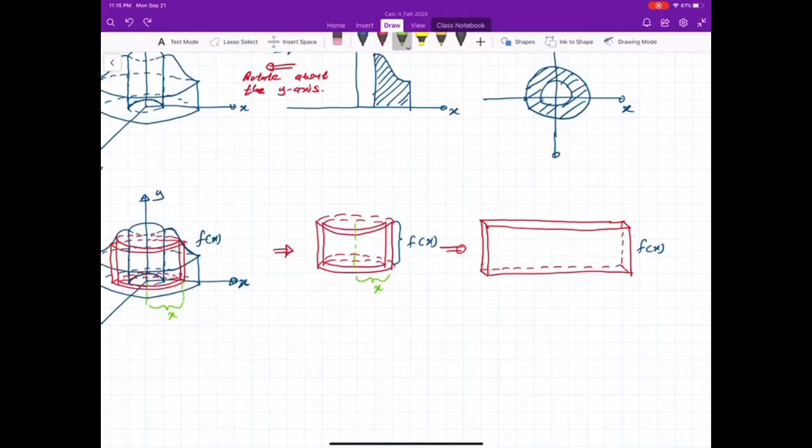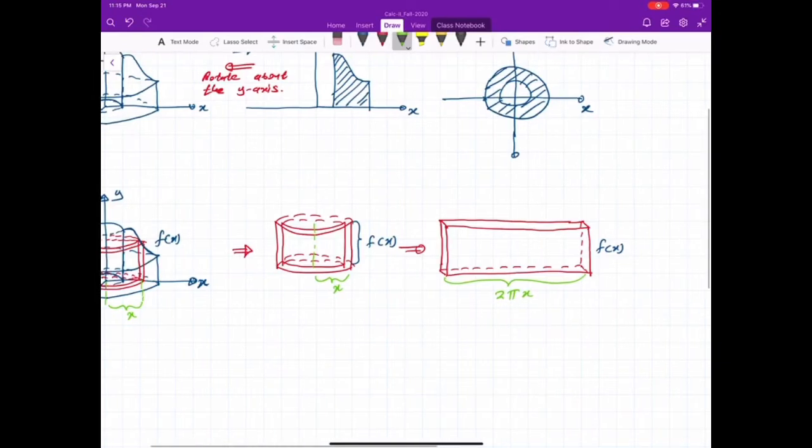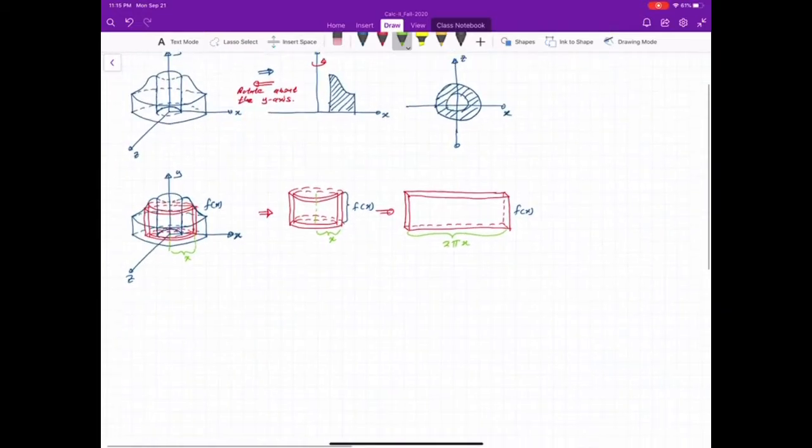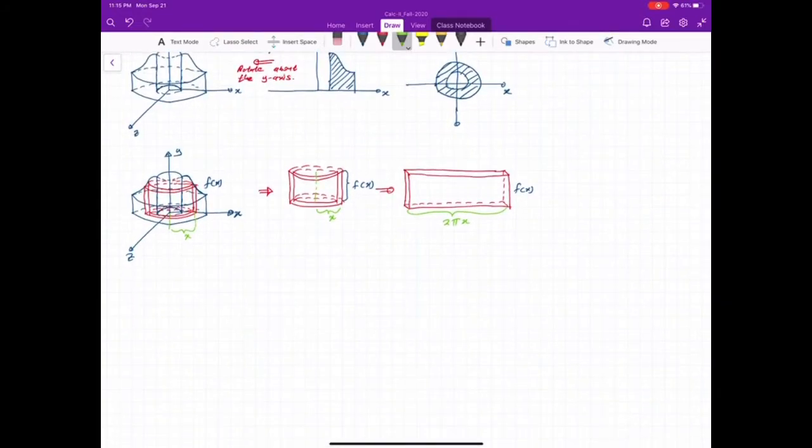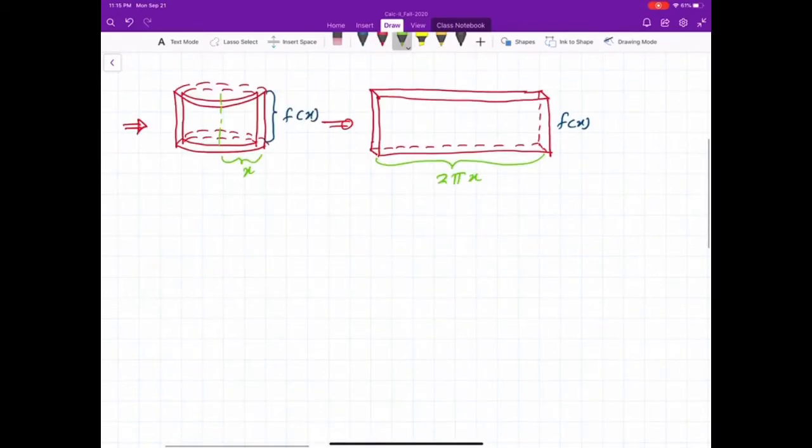All right, then what I write is this length should be the circumference. That should be 2 pi x. Let me write something extra here. This is the circumference of the cylinder.